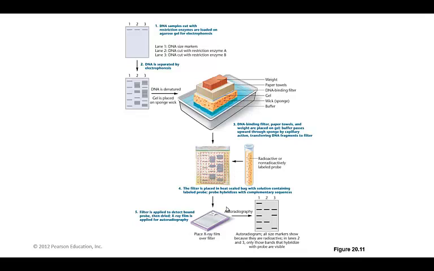You can then place a piece of X-ray film onto here. That radioactivity is going to emit light. So that light is going to leave little dark spots on your piece of film. So when you develop the piece of film and you look at it, it's going to look mostly clear and light, except for the areas where you had probe bound to your DNA.